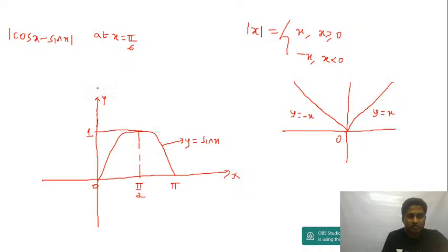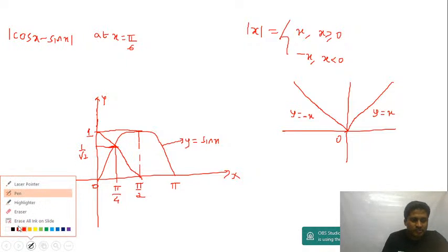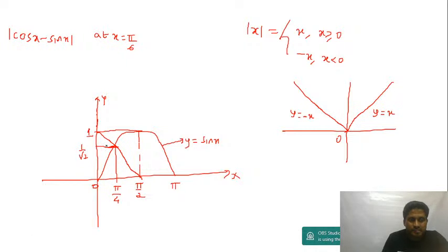Now if I draw the cos graph, cos 0 is 1, cos 90 is 0. This is the cos graph. Sin and cos will cut at 45, that is pi by 4. Sin 45 is 1 by root 2, cos 45 is 1 by root 2. You understand? Now if I look into the graph, this fellow is the cos graph, which I have marked.